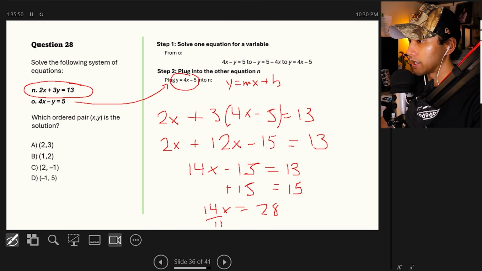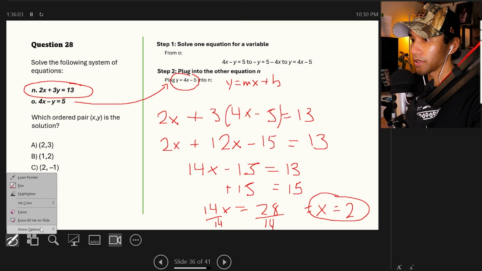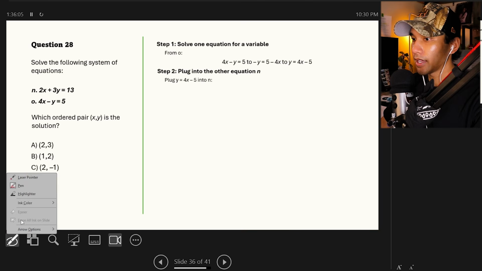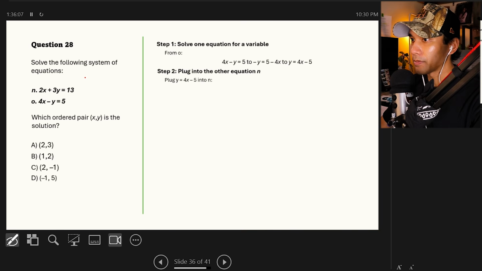Divide by 14. It's a bad 14, but there you go. So x equals 2. So now we have the x term. I'm going to erase everything and put this back and say x equals 2. Now we could plug this 2 into here, or we could plug it into here.